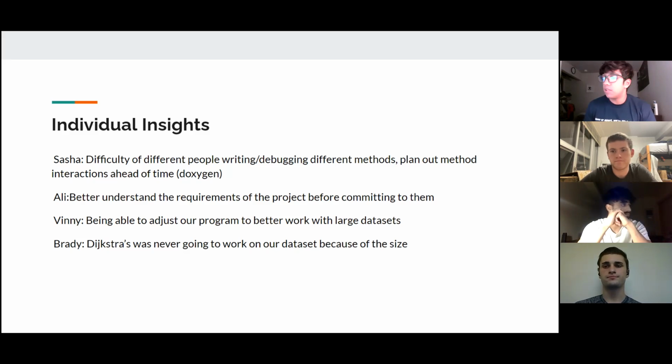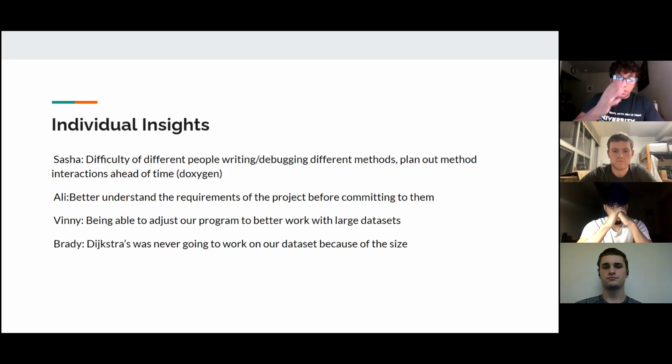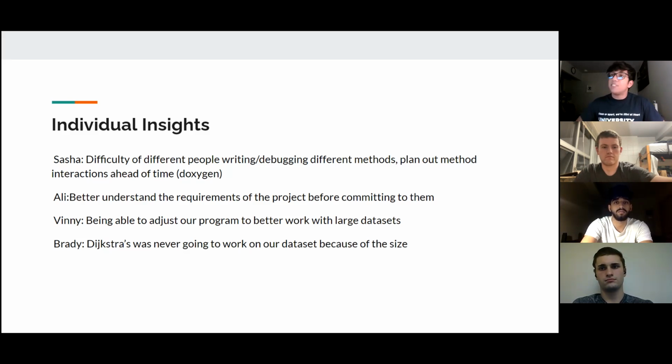So yeah, like we said earlier, if we were to do this project again, we'd probably choose a smaller data set, but even more so, it would be good to understand the requirements of the project before committing to them. We didn't really anticipate that having such a big data set would affect the success of our code as much as it did. So yeah, creating a Doxygen would help with planning and really going through the requirements and knowing, hey, this is an idea, maybe we can implement it, but can we implement it well? That's something to think about in the future.